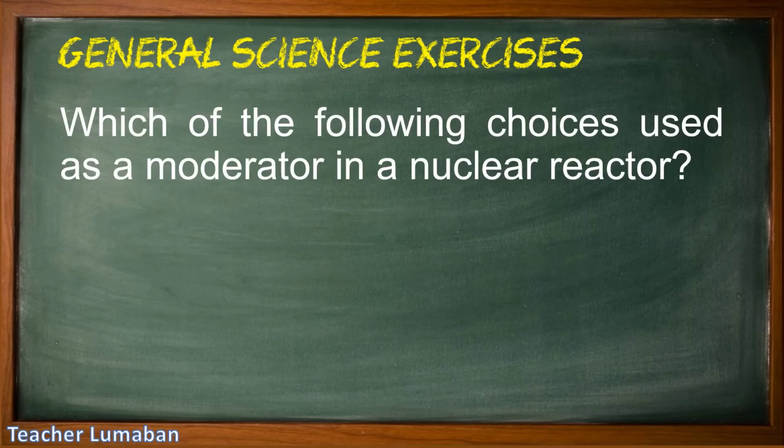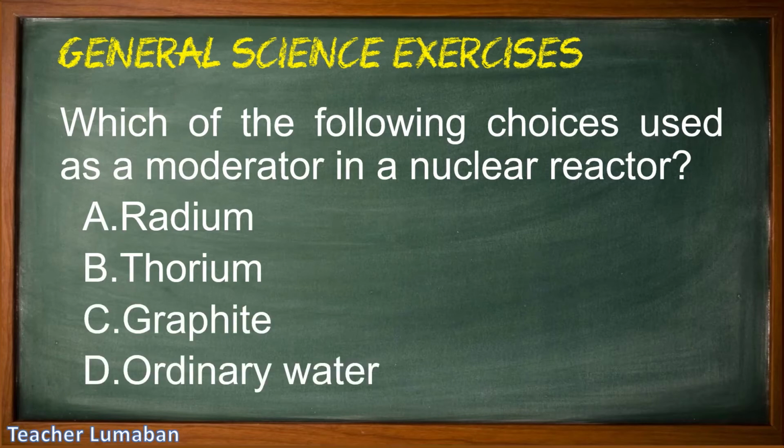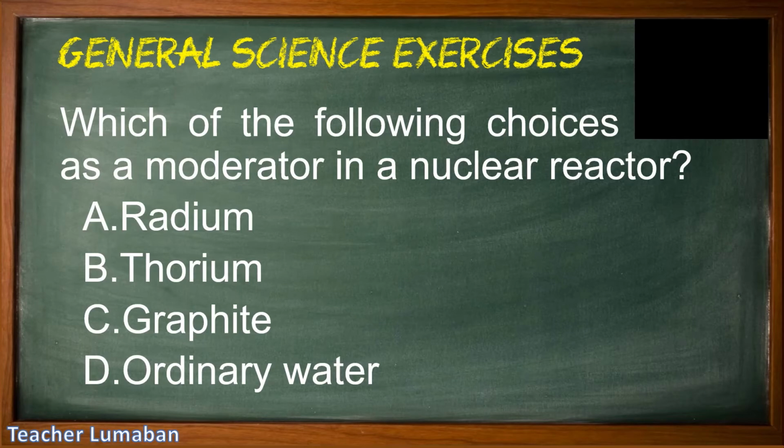Which of the following choices is used as a moderator in a nuclear reactor? Letter A, Radium. Letter B, Thorium. Letter C, Graphite. Letter D, Ordinary water. Please choose the suitable answer to the following choices in 5 seconds.